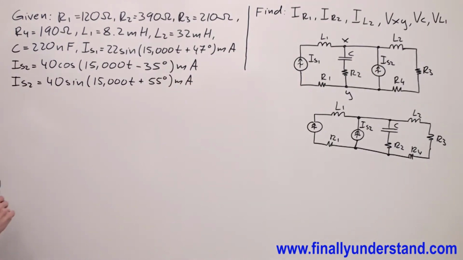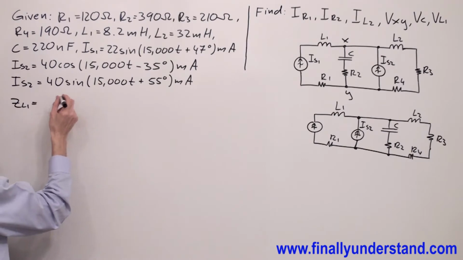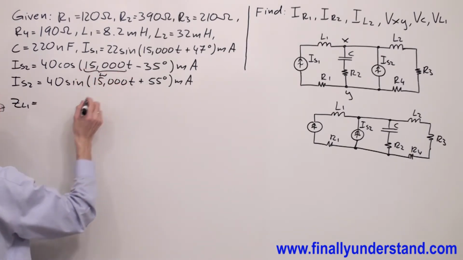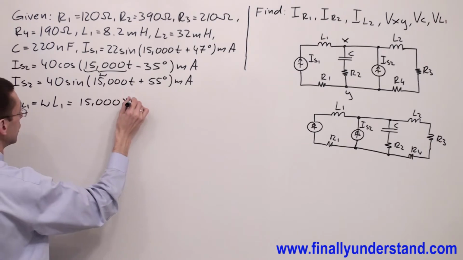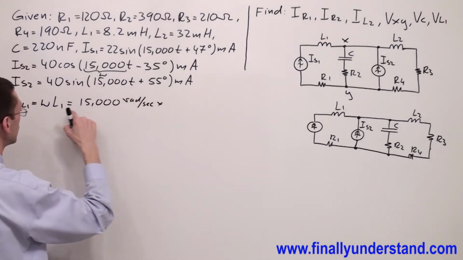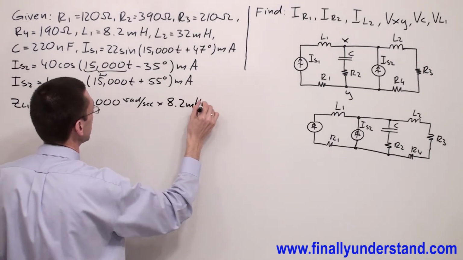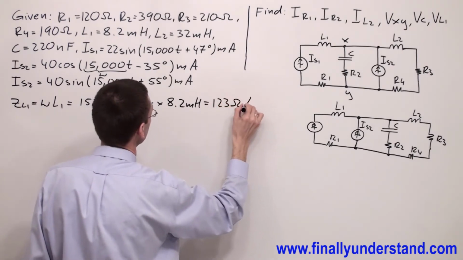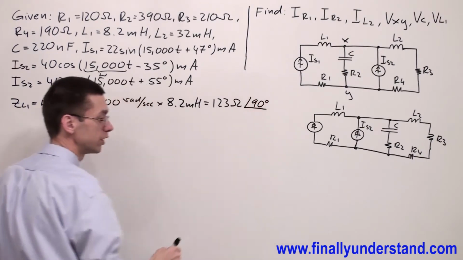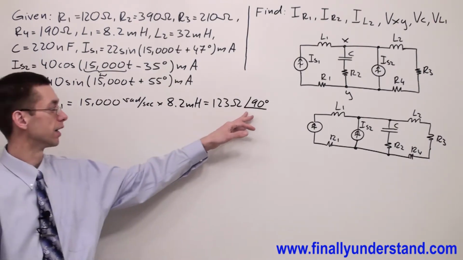Next, we're supposed to find the impedance of each inductor and impedance of the capacitor. So I have to find first ZL1, which is equal to, remember, omega L1. We have 15,000 radians per second times L1, which is equal to 8.2 millihenries. And this is equal to 123 ohms, an angle of 90 degrees. Please keep in mind that impedance of the inductor always goes with 90 degrees.